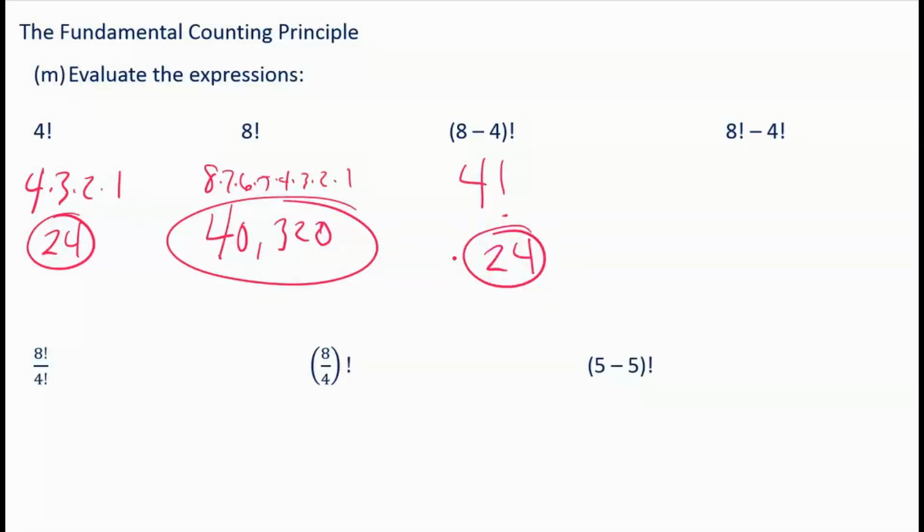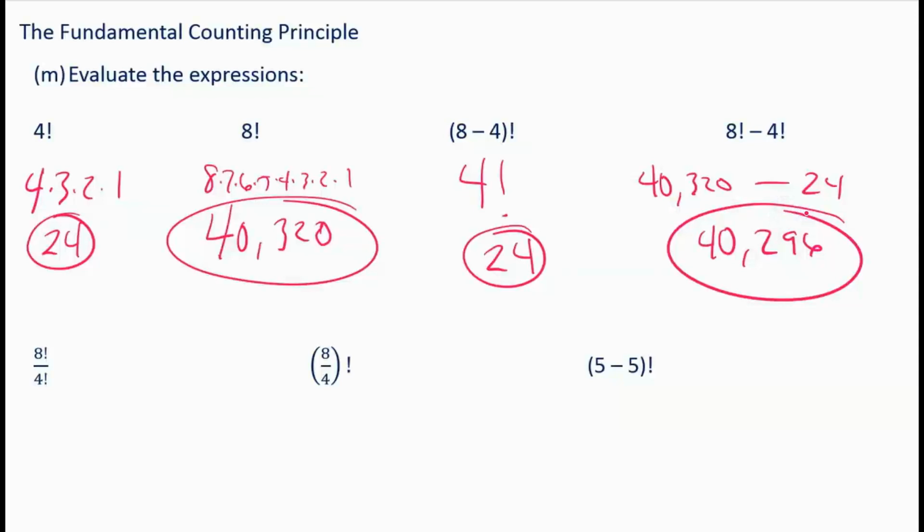Now, 8 factorial minus 4 factorial, well, we've already calculated 8 factorial, that's 40,320. And we've already calculated 4 factorial too, that's 24. So I take that 40,320, subtract 24, and get 40,296.